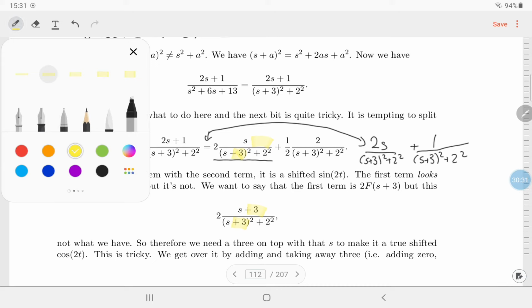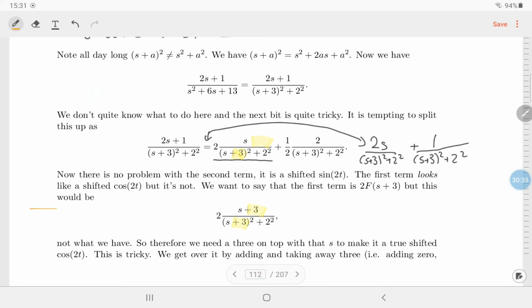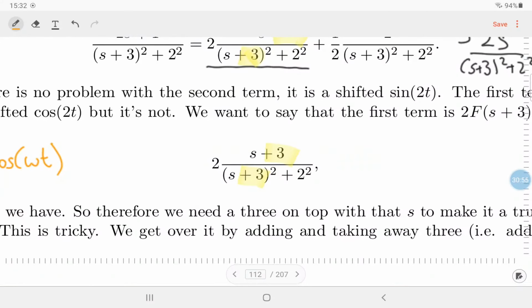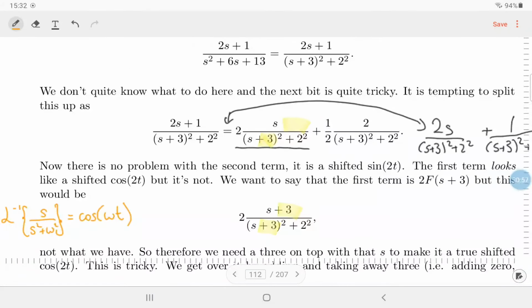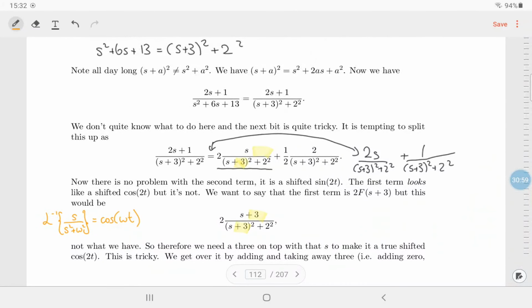Maybe we'll just write down a formula that is in the tables. The formula in the table says that the inverse Laplace transform of s over s squared plus omega squared is equal to cos omega t. And the important thing here is we're looking at s over s squared plus omega squared. And if it's to be shifted, both the s's have to be shifted, like on the bottom, not like on the top. So that actually just doesn't work.